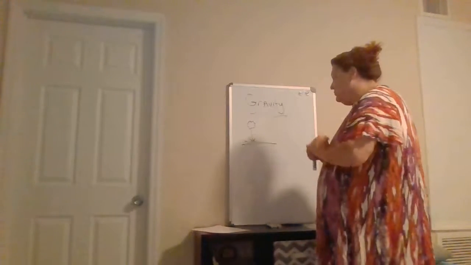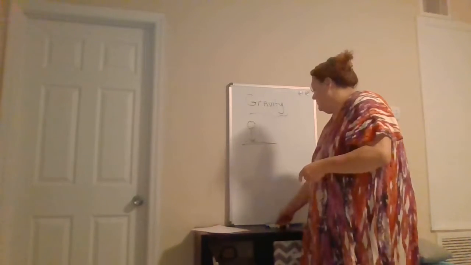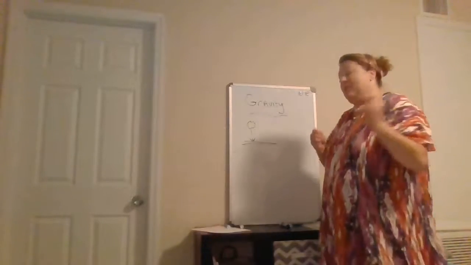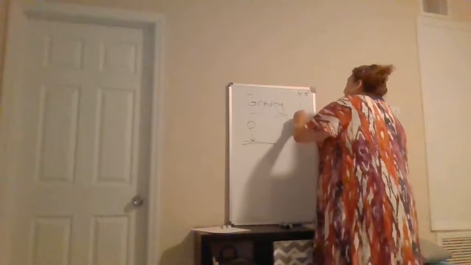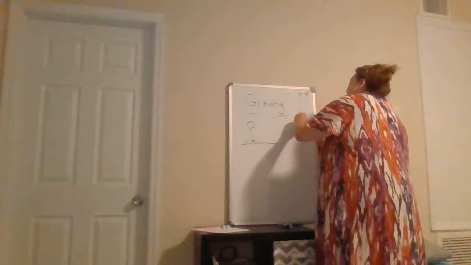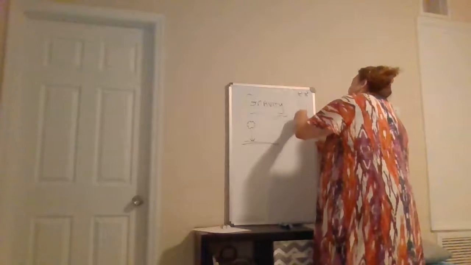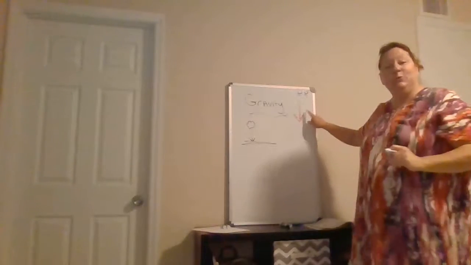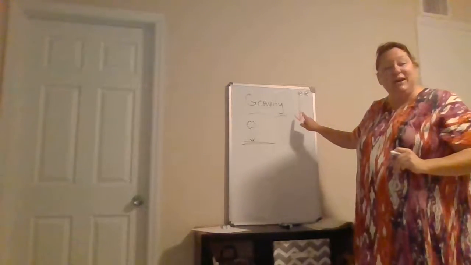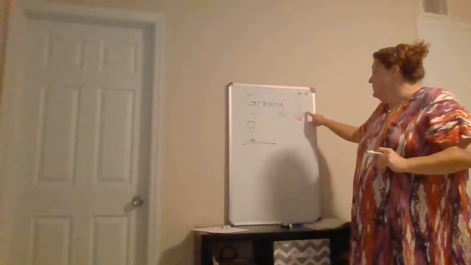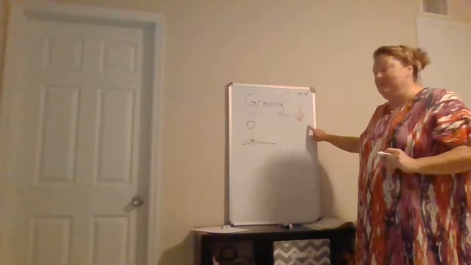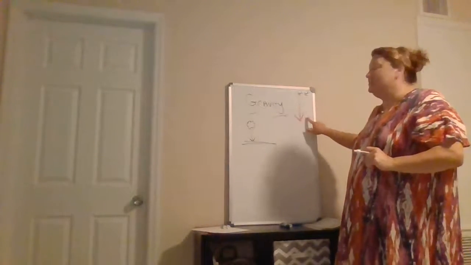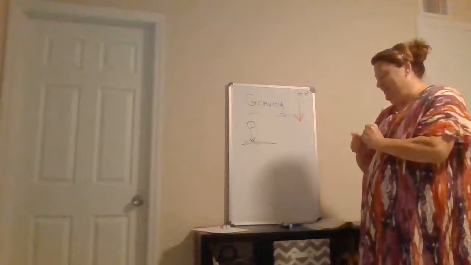So when we think about gravity, this is something that we always want to think about with gravity, a downward arrow. When we talk about this in the classroom, and I say, what pulls something down to the ground? We know this is pulling down. This is gravity.